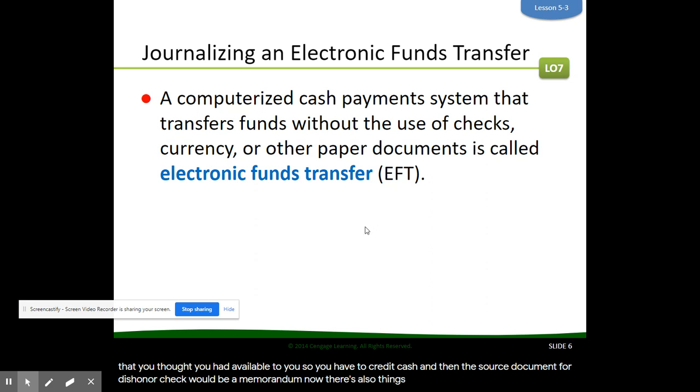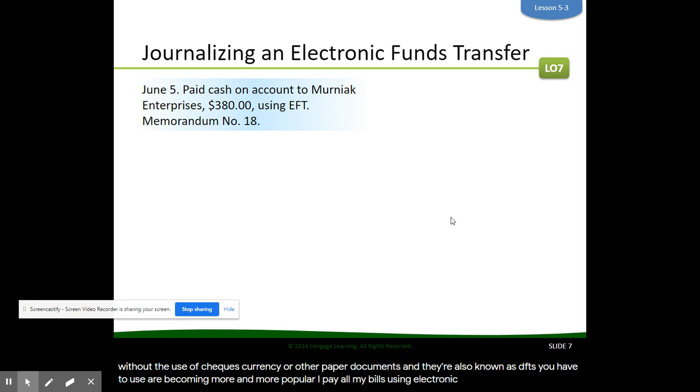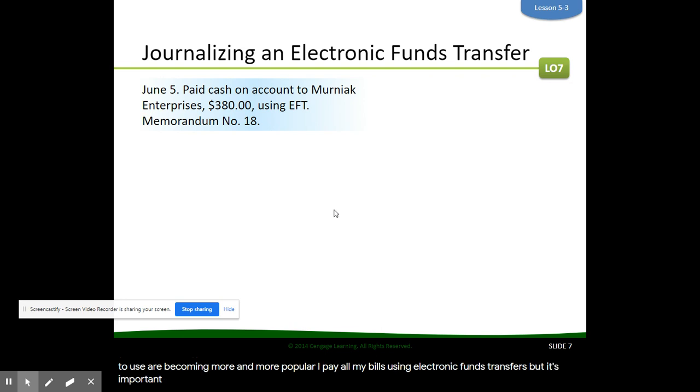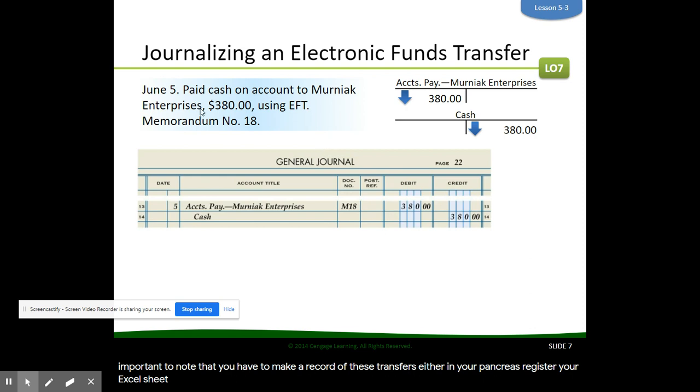Now, there's also things called electronic funds transfer that it's very important that you account for. So, an electronic funds transfer is a computerized cash payment system that transfers funds without the use of checks, currency, or other paper documents. And they're also known as EFTs. EFTs are becoming more and more popular. I pay all my bills using electronic funds transfers, but it's important to note that you have to make a record of these transfers, either in your bank register, your Excel sheet, or in your general journal.